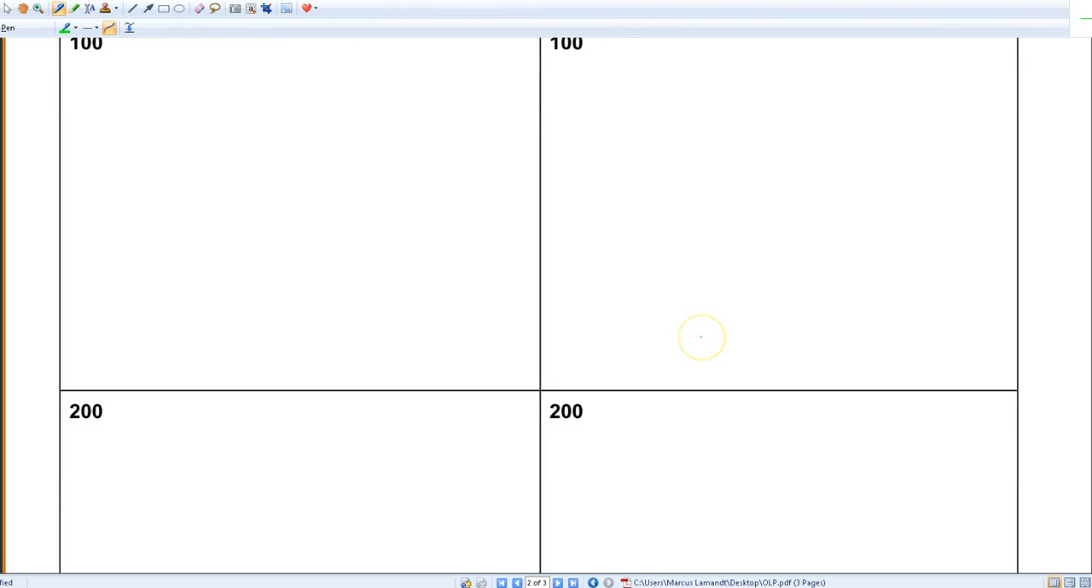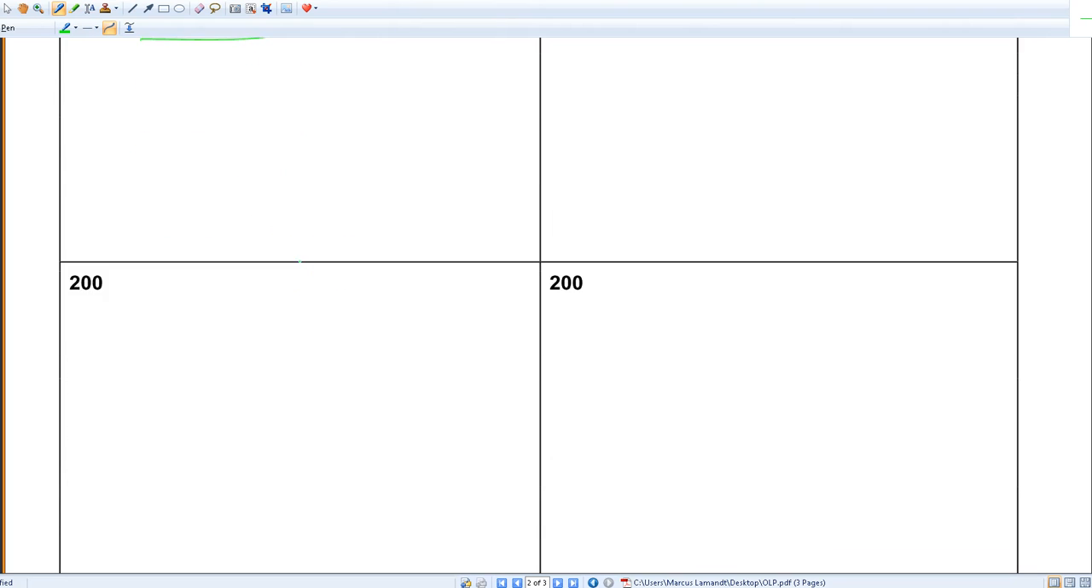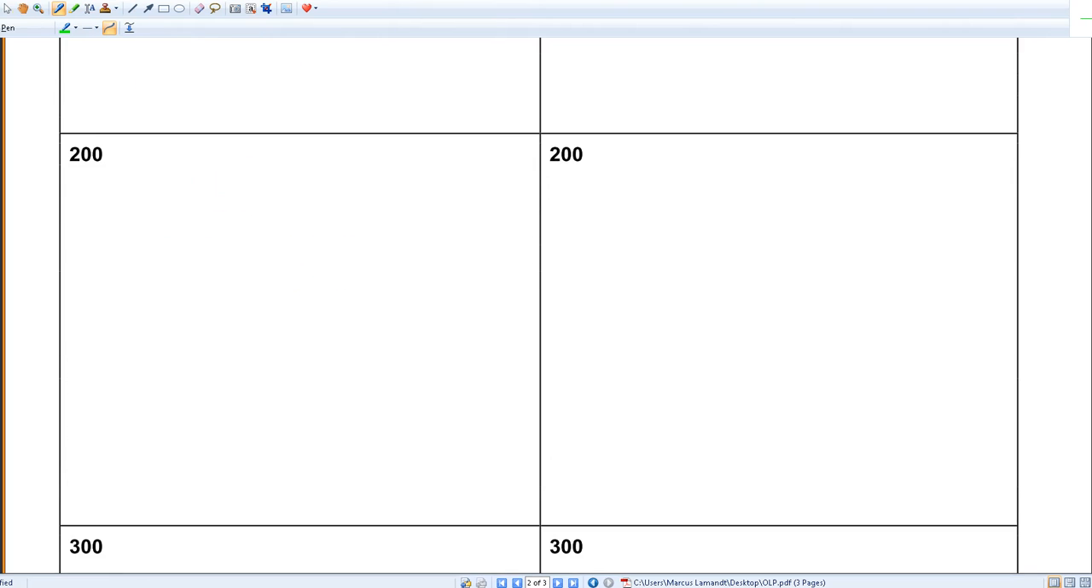Alright, multiplying polynomials for 100. What I'm going to want to do here is distribute my 3t squared into each term inside the parentheses. There you go. Now I'm going to want to put my terms in order so that my powers go from greatest to least. Basically, I want my negative 3t to the 5th power to be out in front of the 21t cubed. There you go.